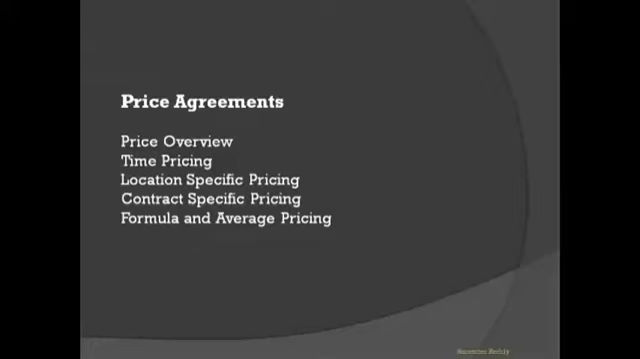So based on the location, the price may vary. Even oil and oil products also. Check the price of petrol in Bangalore and Hyderabad. Those are not the same. There is a slight variation, at least in rupees. 1 rupee, 2 rupee variation is there. Why? Because based on the location, based on the tax, location tax, and contract specific pricing. In SD, we use the contract for controlling the price.